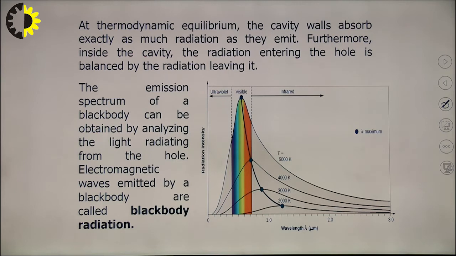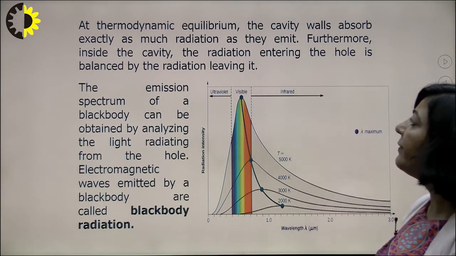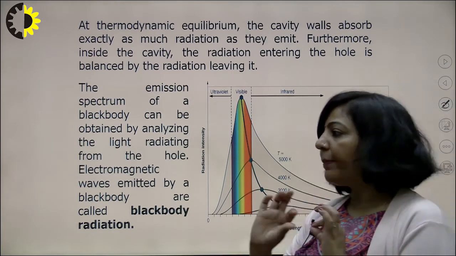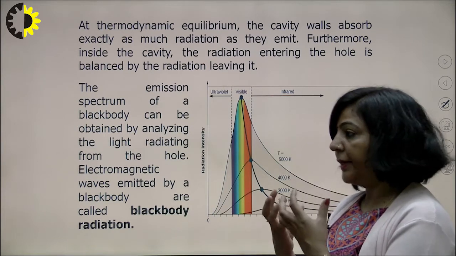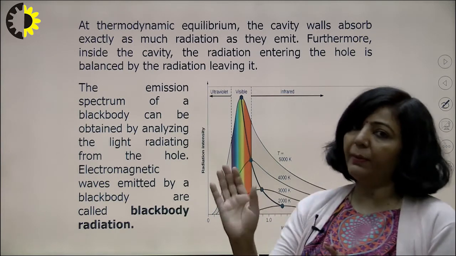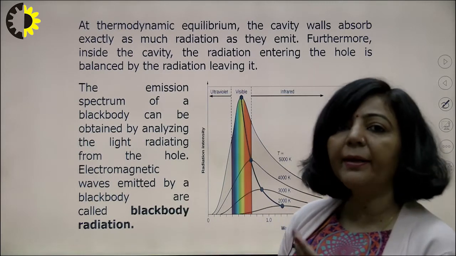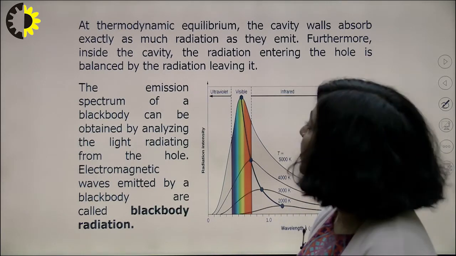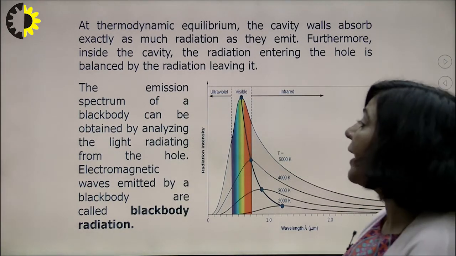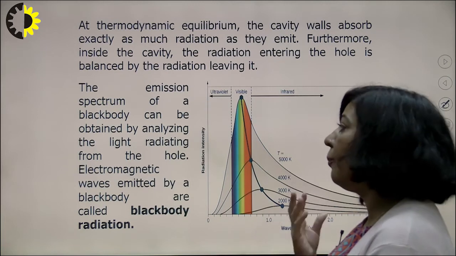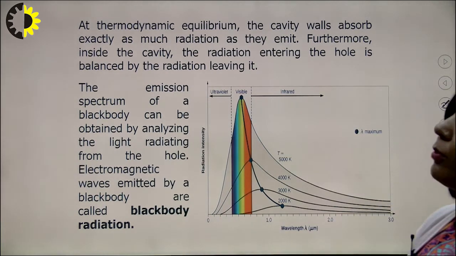Next, at thermodynamic equilibrium, the cavity walls absorb exactly as much radiation as they emit. Furthermore, inside the cavity, the radiation entering the opening is balanced by the radiation leaving it. It means whatever amount of radiation enters the cavity, exactly that amount is emitted. So absorptivity and emissivity are the same. The emission spectrum of a black body can be obtained by analyzing the light radiating from that opening. Electromagnetic waves emitted by a black body are called black body radiation.